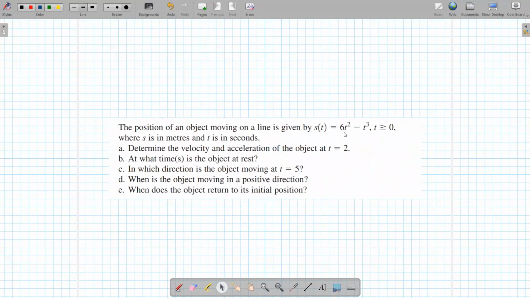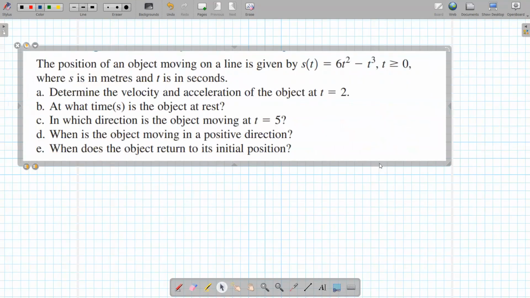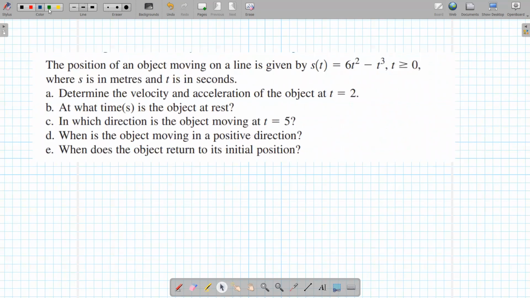Let's see this question using that idea. Looks tricky, but if you look at the function s of t, it's just a polynomial function. It is super easy to find the derivative of. So they've given you the position. Position is just another way of saying the distance. Part A is asking you to find the velocity and acceleration of the object when the time is 2 seconds. If they give you the distance function or the position function, to find the velocity, you simply take the first derivative. So we're basically trying to find s prime of t.